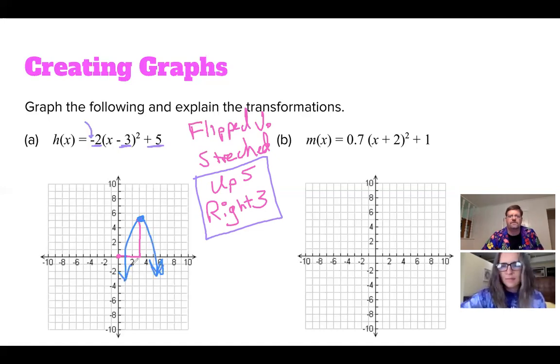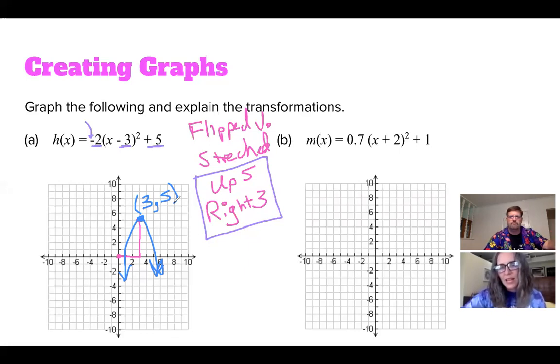I don't care if the graph is really rough, but I do care that you tell me that this point is at (3, 5). And you could get really specific here. You could set it equal to 0, solve for the x-intercepts, plot the x-intercepts. You could plug 0 in for x, solve for the y-intercept. There are a lot of things you could do here to get a much more specific graph than this.